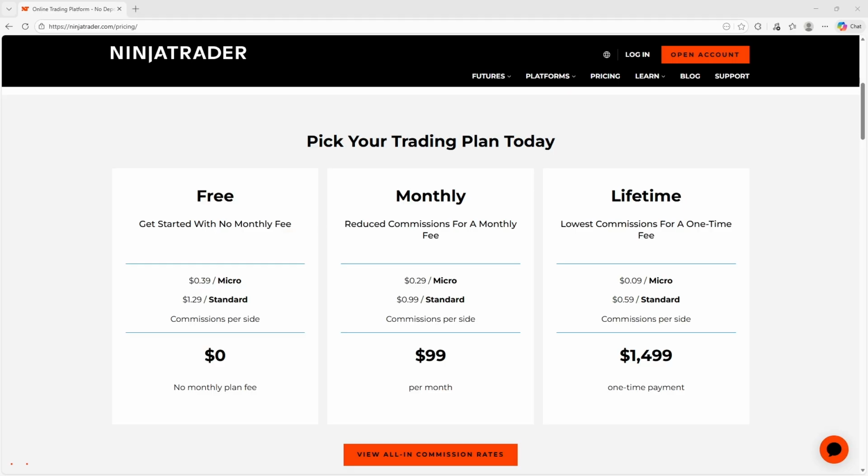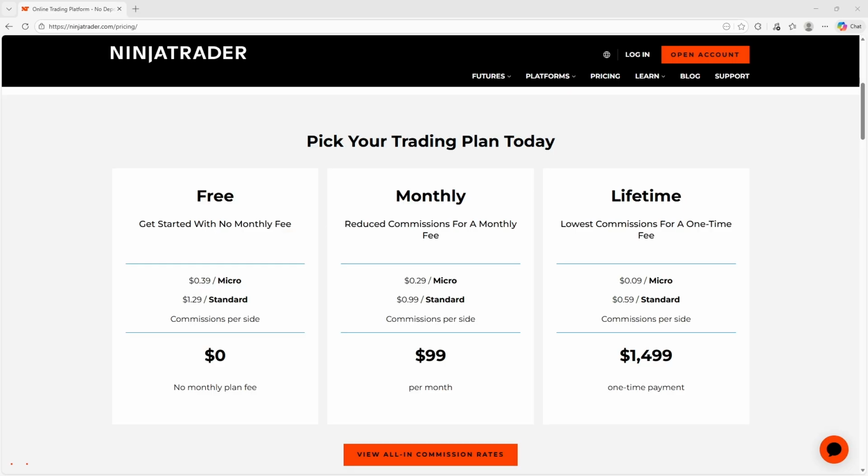For traders who are more active, the monthly plan costs $99 per month and reduces commissions to $0.29 per side on micro contracts and $0.99 per side on standard contracts. This structure benefits traders who execute regularly and want predictable savings as volume grows, allowing the subscription fee to be offset by lower execution costs over time.